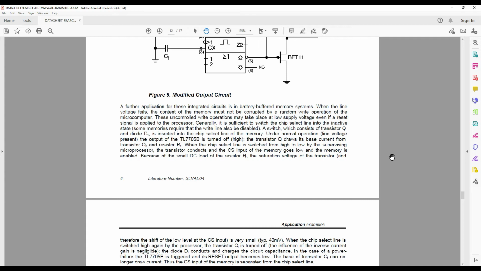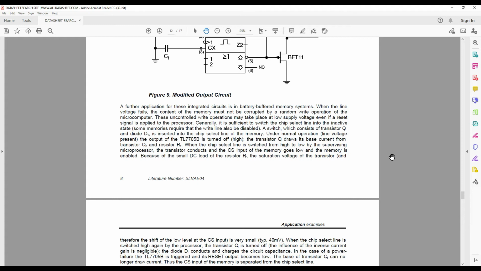Because of the small DC load of the resistor, the saturation voltage of the transistor, and therefore the shift of the low level to the chip select input, is very small, typically 40 millivolts. When the chip select line is switched high again by the processor, the transistor Q is turned off. The influence of the inverse current gain is negligible. The diode D conducts and charges the circuit capacitance.